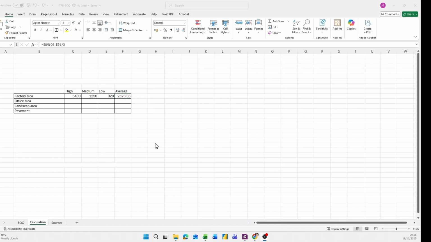So if you have information that this is a high quality factory building, you can put your price between 5000 to 6000 because you already got the information. Office building also has three different prices: high, medium and low.